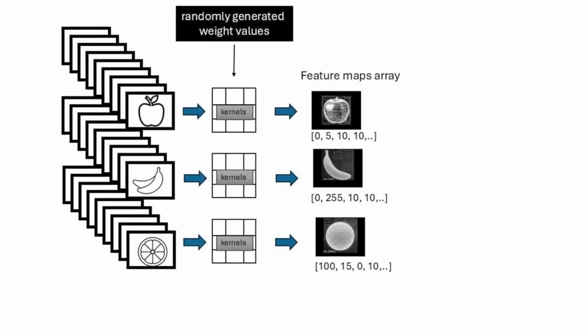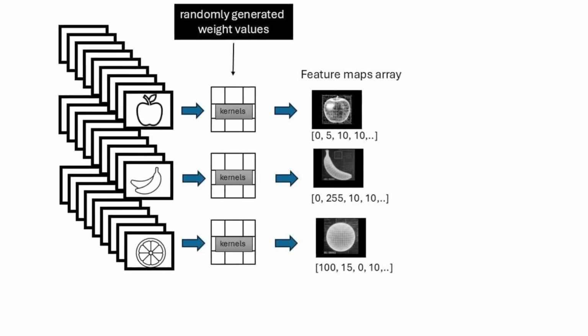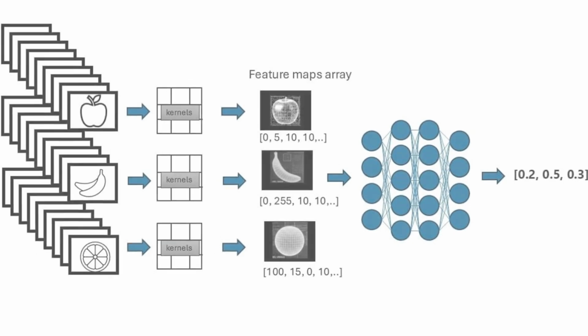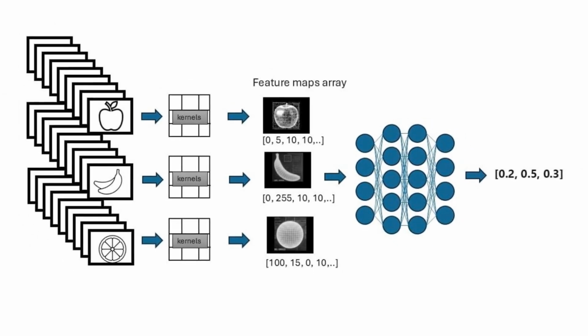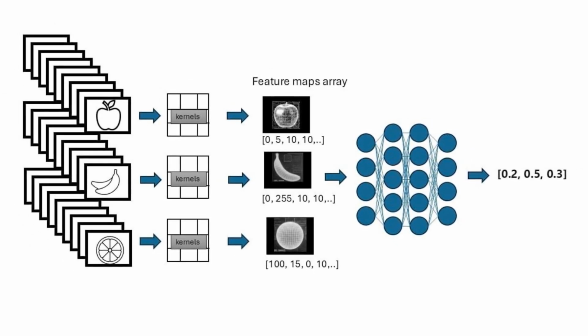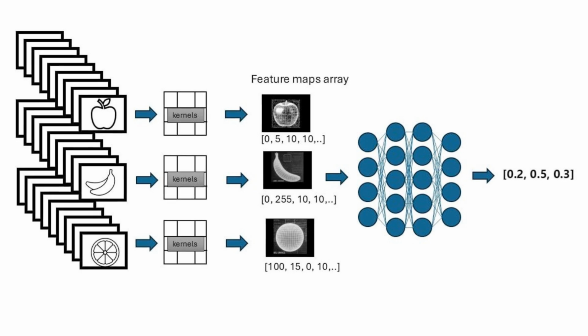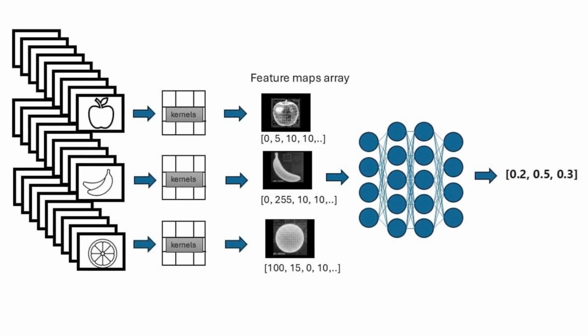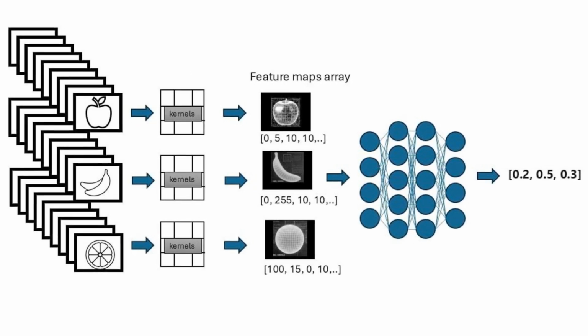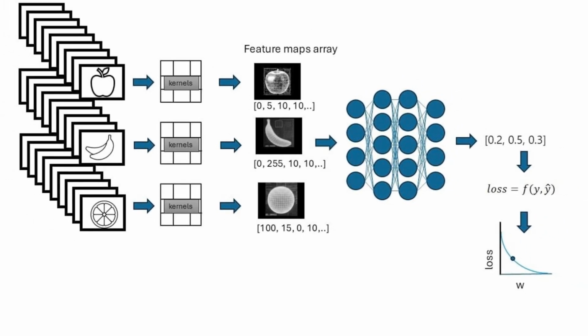The feature maps are flattened into a single-dimensional array of feature values. The feature values are fed into a neural network. The neural network's output layer uses a softmax function to produce a result, such as 0.2, 0.5, 0.3, where each value is the probability for a possible class.